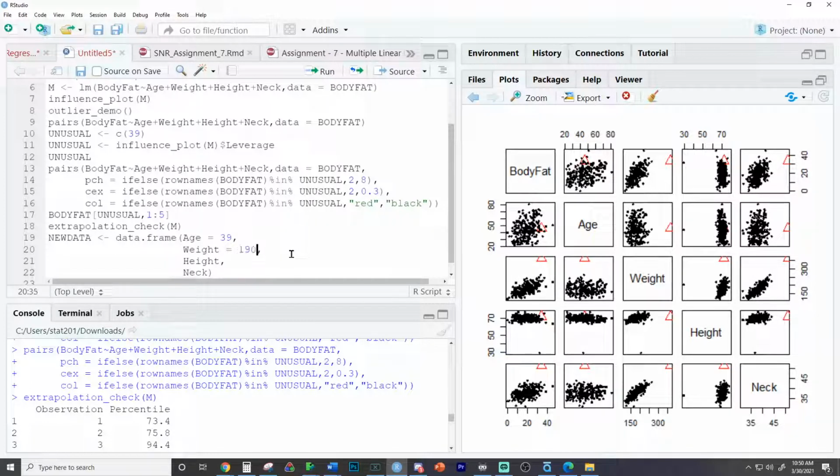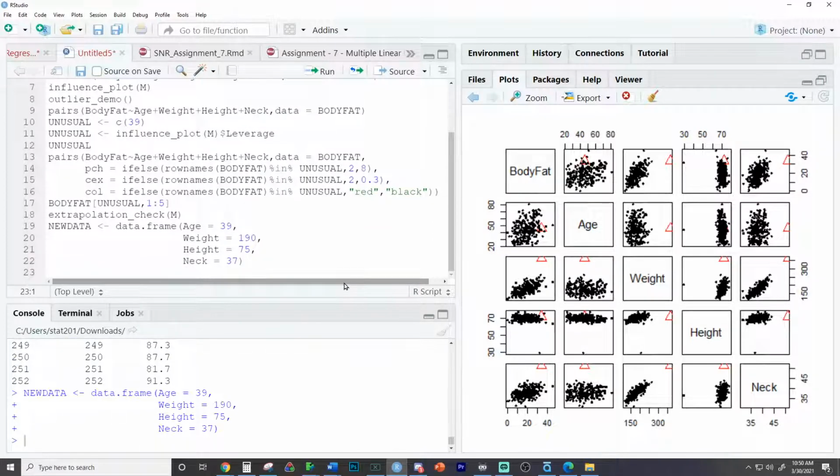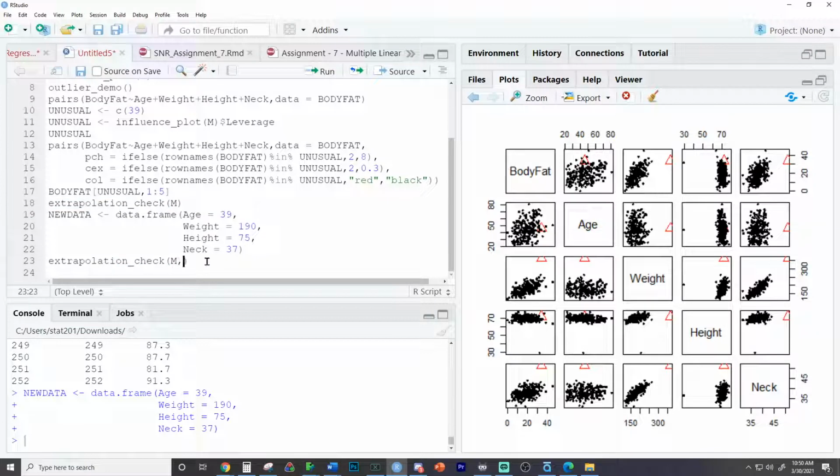Oh, I should have, well, I don't know. I don't want people to have to put in all their measurements. I don't know my neck measurement. 28? What is a normal neck measurement? Oh, I have a tiny neck. Let's go 37. I'm going to go towards the middle of that. Would Brian be an extrapolation?